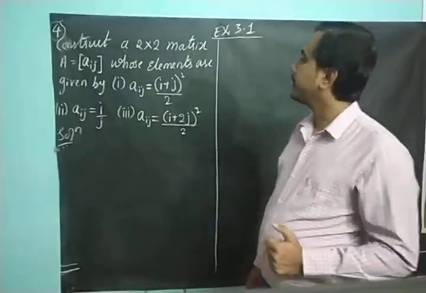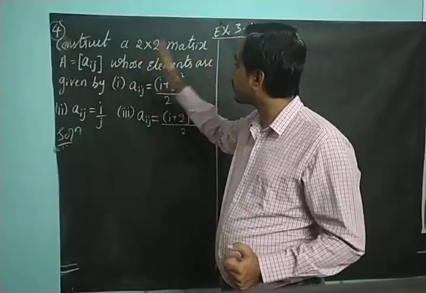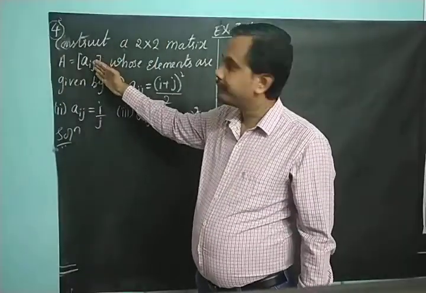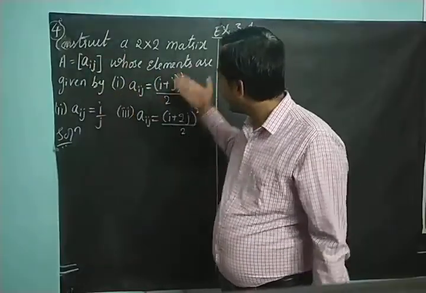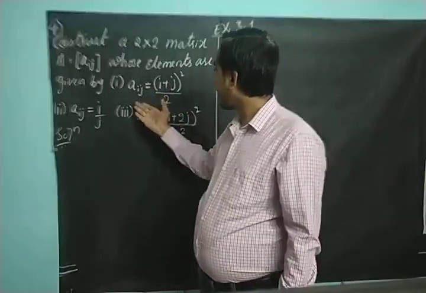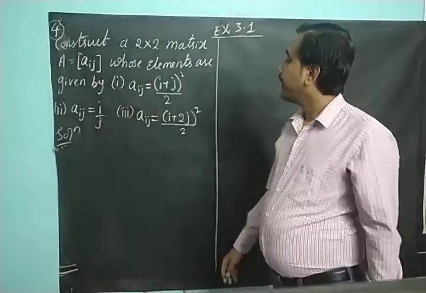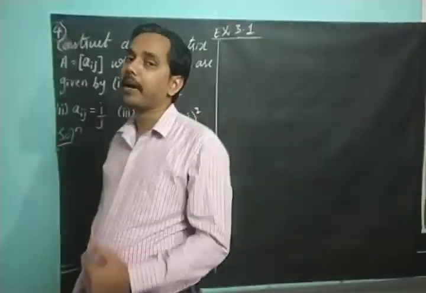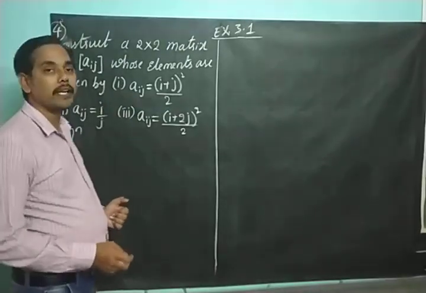What is the 4th problem? They have given that we need to construct a 2 cross 2 matrix, A equals Aij, the general form of any element in the matrix, whose elements are given by 3 different conditions. In the first one, Aij is (I plus j) the whole square divided by 2. In the second one, it is I divided by j, and the third one is (I plus 2j) the whole square divided by 2. In each and every case we need to form the matrix.